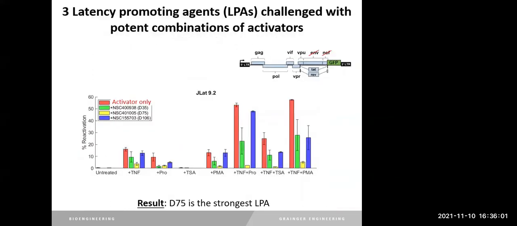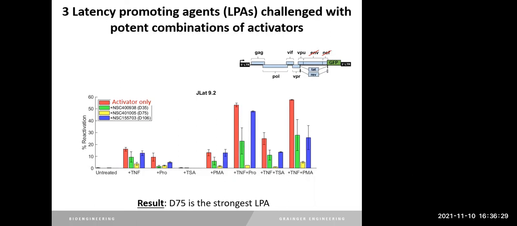What we did with these 3 latency promoting agents is that we challenged them with potent combinations of activators. So we wanted to test how strong they were after we detected them. So here, this is a latent clone of HIV again with flow cytometry. You see that the untreated control, they're off when they're not treated. The activators are in red. These are all different types of activators and combinations of activators.